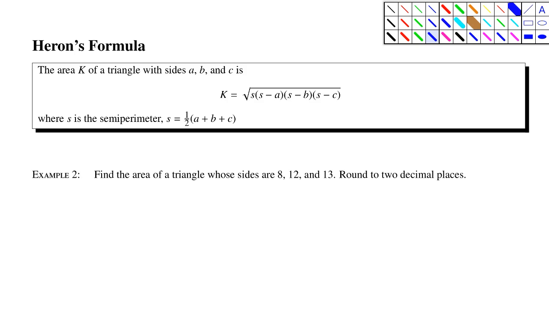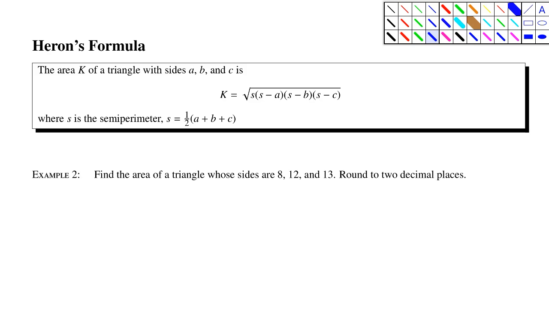Heron's formula says the following. The area K of a triangle with sides A, B, and C is K equals the square root of S times S minus A times S minus B times S minus C, where S is the semi-perimeter. It's half the perimeter. So you just add up all the sides and divide by 2.